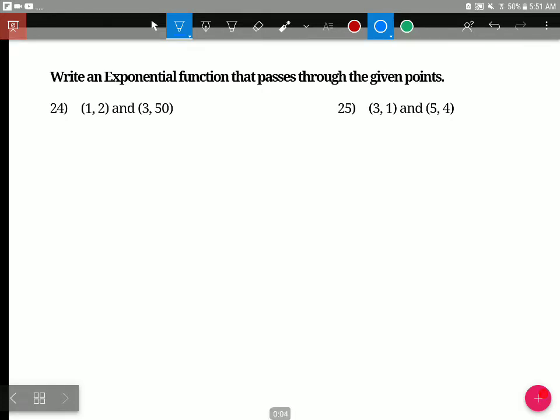Write an exponential function that passes through the given point. So basically what we're doing is we're writing an equation. Remember the baseline equation is y equals ab to the power of x that passes through each point. Okay? So what we're going to do is we're going to plug it in, solve for a and plug it in, and then find b.